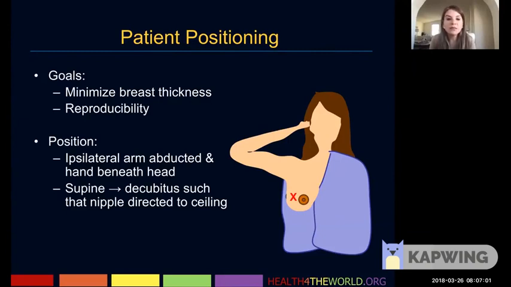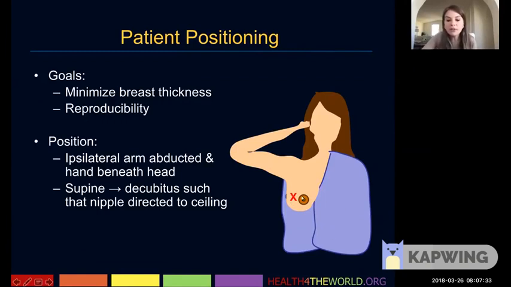So to do this in a woman with small breasts, it's pretty easy. It's more in the women who have larger pendulous breasts that it's really important to position them properly so that we can create a reproducible image. And what we do is, as shown in my graphic representation, we ask the woman to put her ipsilateral arm for the breast that you're scanning abducted and hand beneath the head. For a woman who has a large breast, for example, I've documented a lesion here that's in her outer breast.